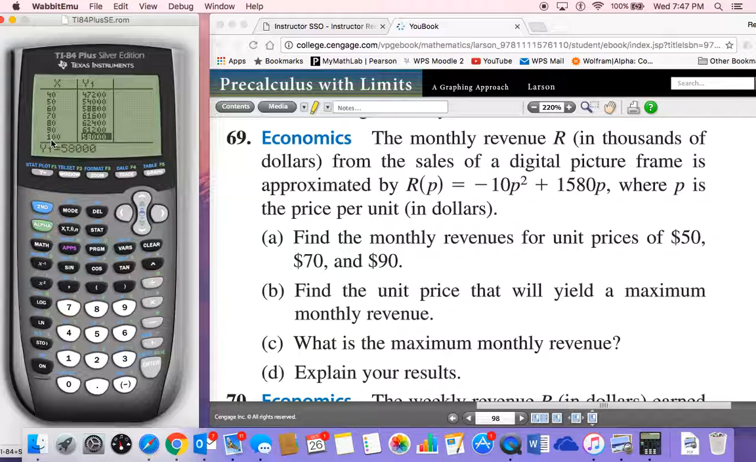Okay, did you guys see that? My y values kept going up, 58,800, 61,600, 62,400, and then it went down. And that's how I know where the vertex is.